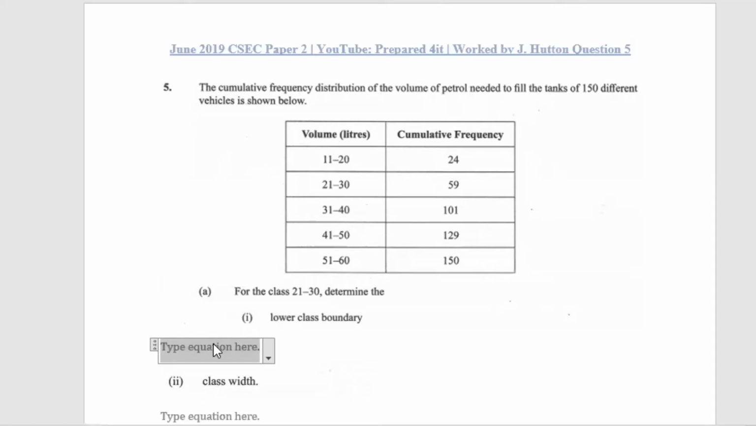Now we're working question 5 on the June 2019 paper 2 mathematics. It says the cumulative frequency distribution of the volume of petrol needed to fill the tanks of 150 different vehicles is shown below. And they gave us the table with the volume and the cumulative frequency. For the class 21 to 30, determine the lower class boundary.